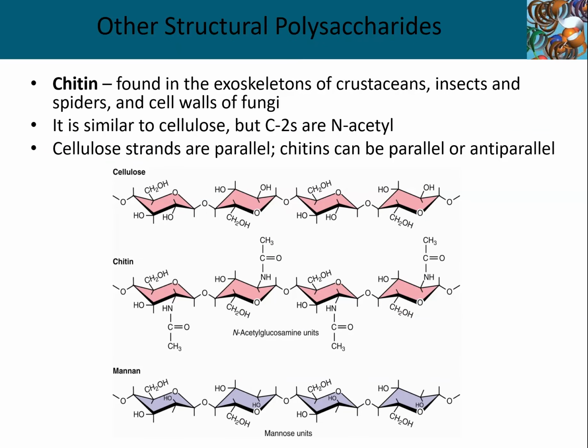A couple other classic structural carbohydrates, not as important as cellulose, well, unless you're a bug. You have chitin. This is really important as a structural compound in exoskeletons of crustaceans, insects, spiders, and in cell walls of a couple different types of fungi. And it's really similar to cellulose, but all the second carbons are acylated, nitrogen acylated. So, slight modification to the monomer, but the polymer is fundamentally the same.